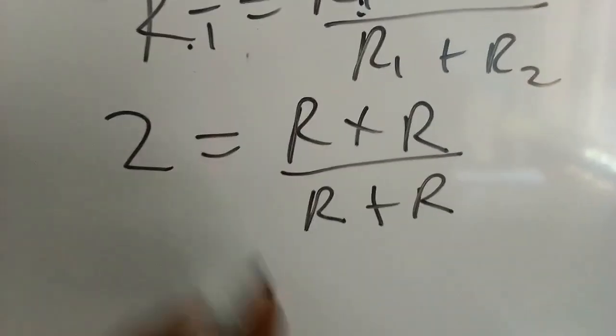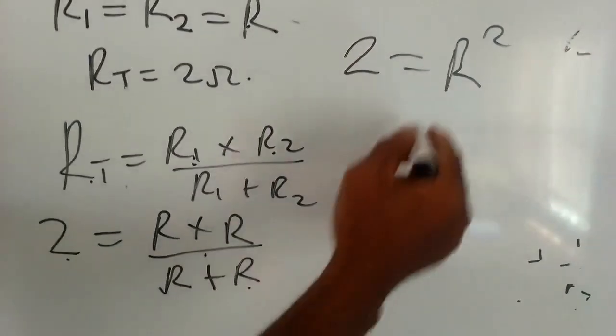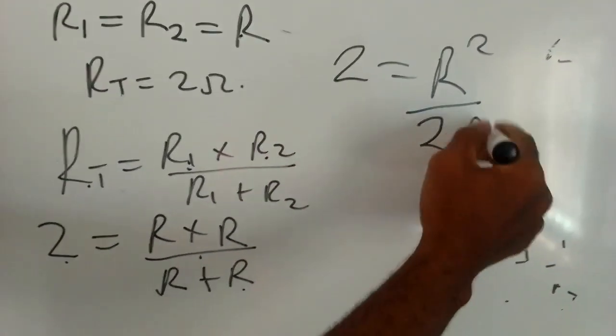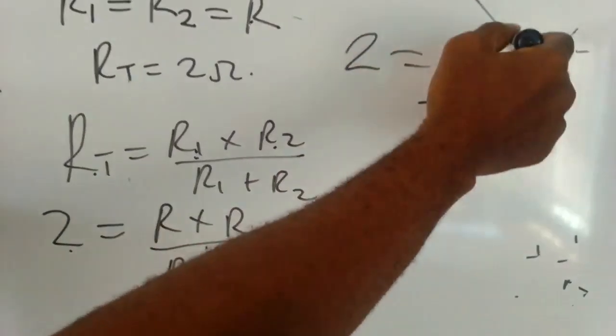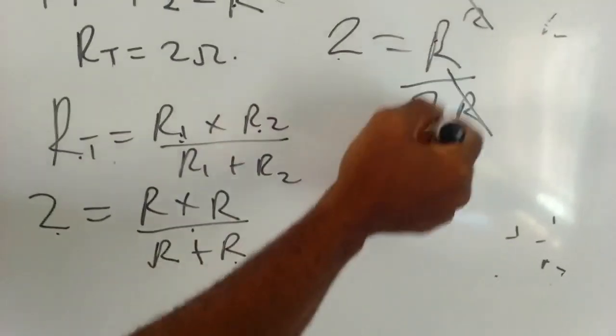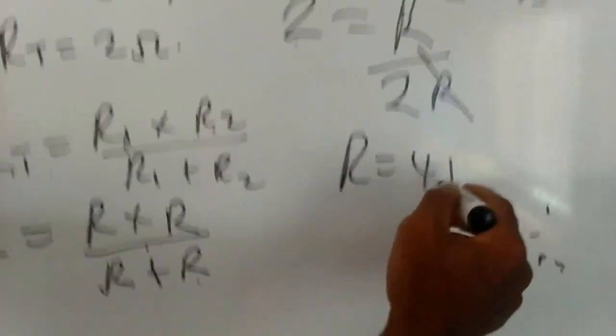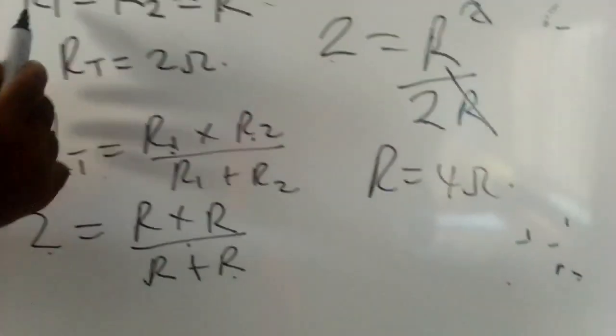So when we solve this, we have 2 equals R times R, which is R squared, over R plus R, which gives us 2R. So one R cancels one R, and we're left with 2 equals R over 2. Cross multiply, R becomes 4 ohms. So each resistor is 4 ohms.